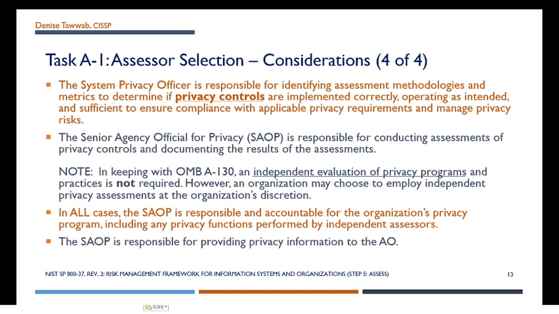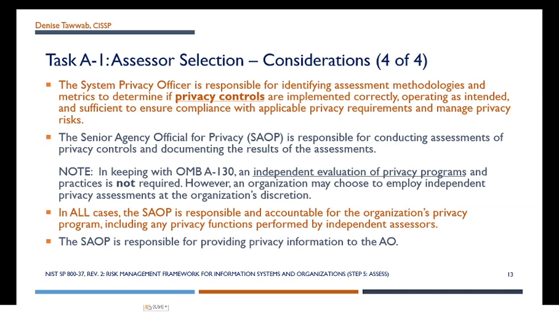In keeping with OMB Circular A-130, an independent evaluation of privacy programs and practices is not required. So with respect to privacy, the assessor does not have to be independent. However, an organization may choose to employ independent privacy assessments at its own discretion. In all cases, the Chief Privacy Officer is going to be responsible and accountable for the organization's privacy program, including any privacy functions performed by independent assessments.